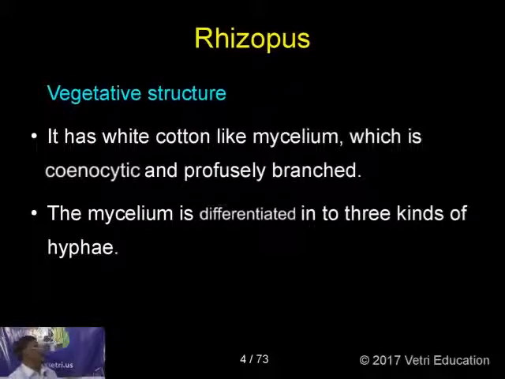Next, the vegetative structure is a white cotton-like mycelium, which is cenocytic, that is aseptate multinucleate mycelium. This is aseptate, remember, and cenocytic, C-O-E-N-O, and profusely branched. The mycelium is differentiated into 3 kinds of hyphae. I already told you the thallus of fungi is known as mycelium. The mycelium is made up of thin, fine, filamentous structures called hyphae. So the vegetative structure has 3 kinds of hyphae.